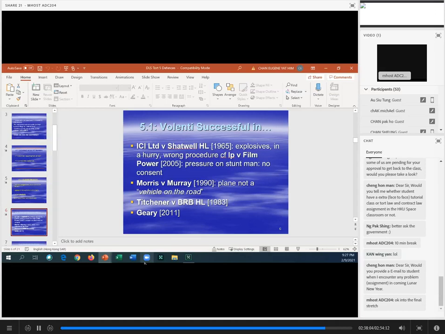Also, Titchener, by the way, was actually an Occupiers' Liability case, because she had gone onto premises controlled by the railway. But volenti succeeded in Titchener. So far, if you like, it's 3-1. Shatwell, volenti succeeded. Morris and Murray succeeded. Titchener succeeded. Other cases: Geary is a more recent case, and this is an interesting one.